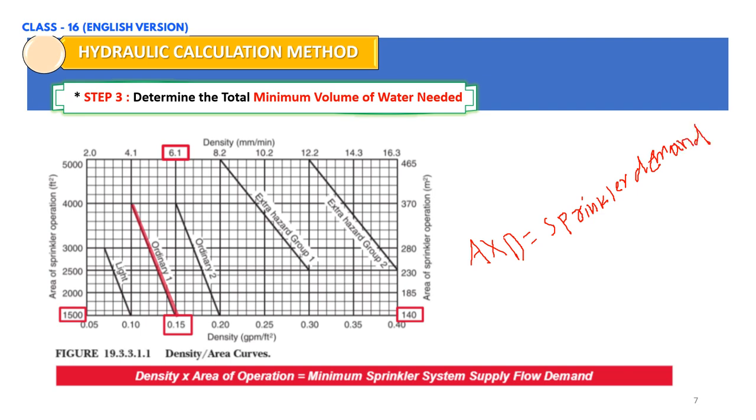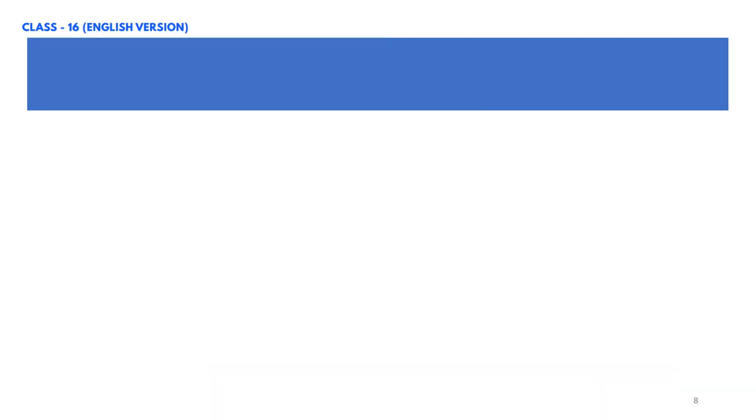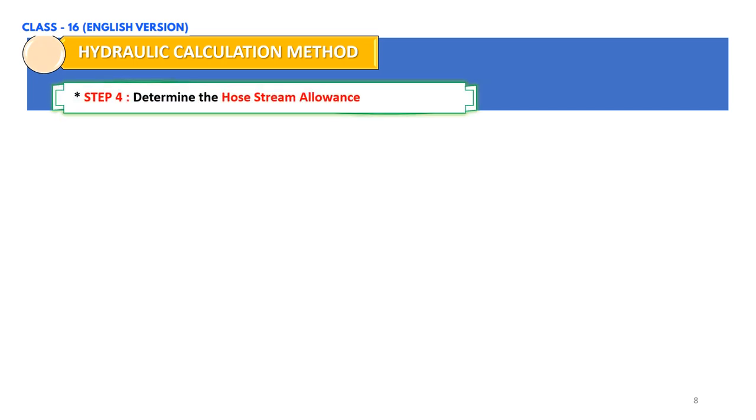Okay, so in this case, since we consider ordinary hazard group 1, then our area will be 1500 square feet multiply by, we have density 0.15. So if you multiply these two, we will get the GPM, that is sprinkler demand. So this GPM will be about 225. The actual hydraulic calculations for any criteria will always result in higher flows than the minimum flow calculated by using area density curve, due to the impact of friction loss and balancing. So in step 4, we shall be able to determine the hose stream allowance as per NFPA 13.